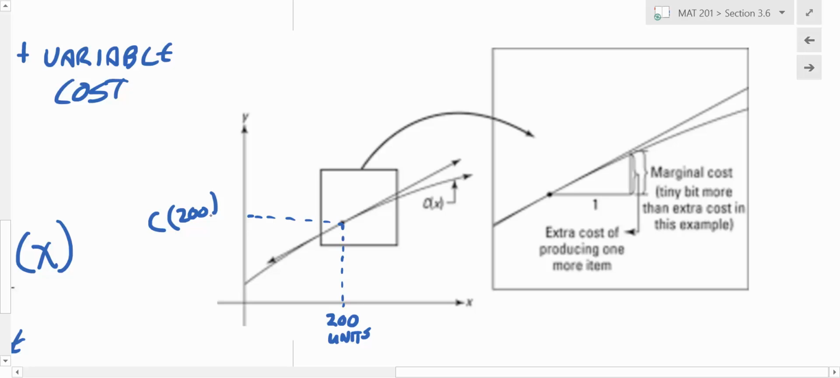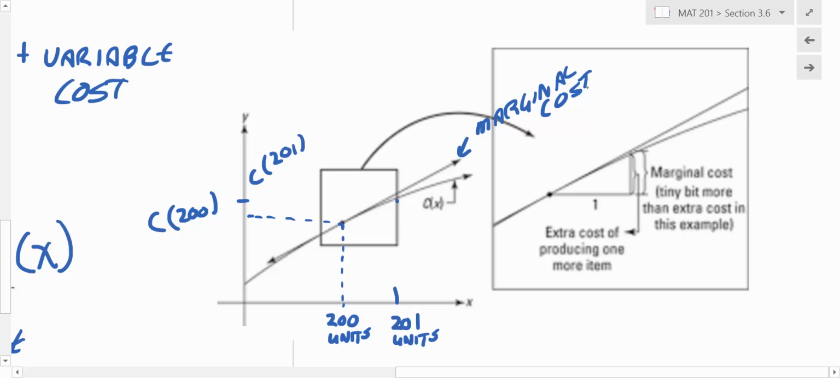Like that. Well, if I was interested in the cost of one more item at 201 units, one way to do that would be to just evaluate the function and get the cost of 201. But the other idea is this tangent line right here that you see me drawing. That tangent line would be what we call the marginal cost. Okay, and that's what a marginal cost is, it's a derivative, so it's a rate of change.